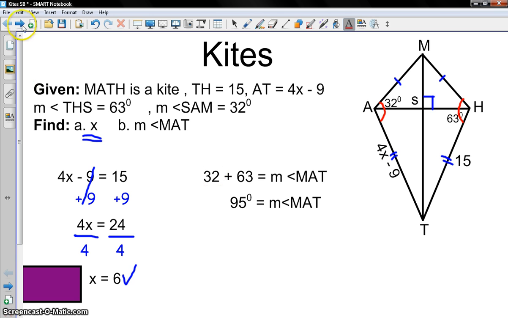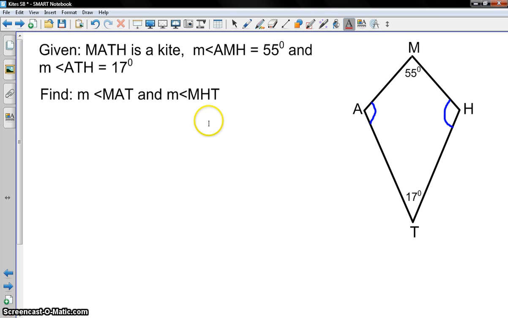Okay, let's go ahead and work on the other problem. The second problem says MATH is a kite again. I have the angle AMH equaling 55 degrees and ATH 17 degrees. Okay, now of course those are congruent. In a kite we have one pair of congruent angles, and A and H are congruent. So all I need to say, if I'm looking at what I need to find, is I do have to find both of those. So let's label this X. And I label both X's because they are congruent. So if one is X, then the other one has to equal X.